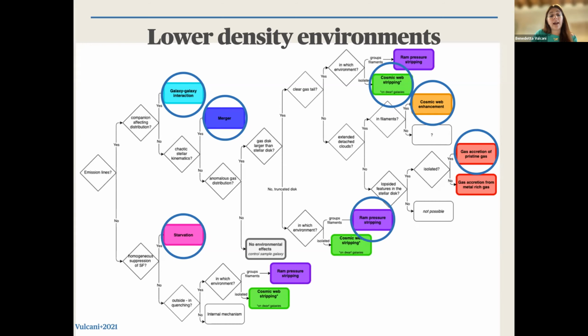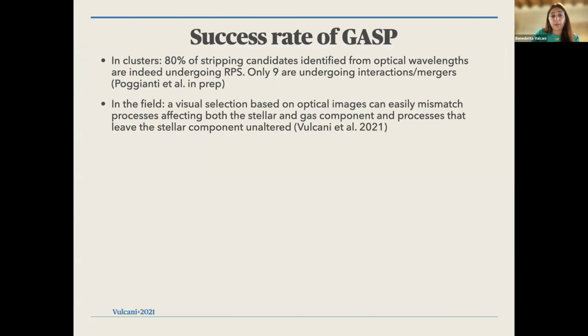Now that we have classified each galaxy, we can quantify how good GASP has been in selecting the candidates to observe. So if we consider only the cluster population, we see that 80% of the stripping candidates were indeed confirmed as undergoing ram pressure stripping. So the success rate in clusters is very high.